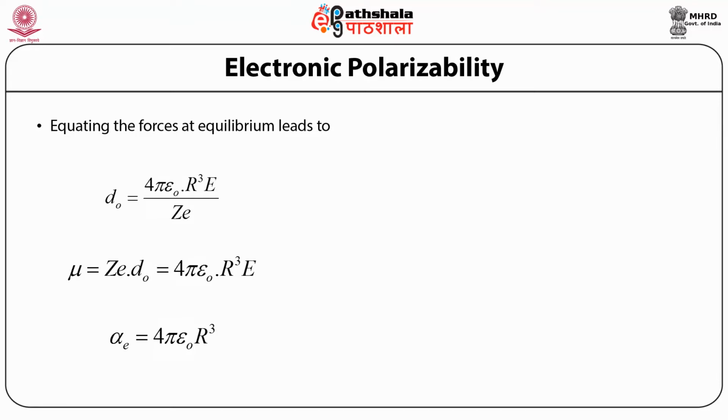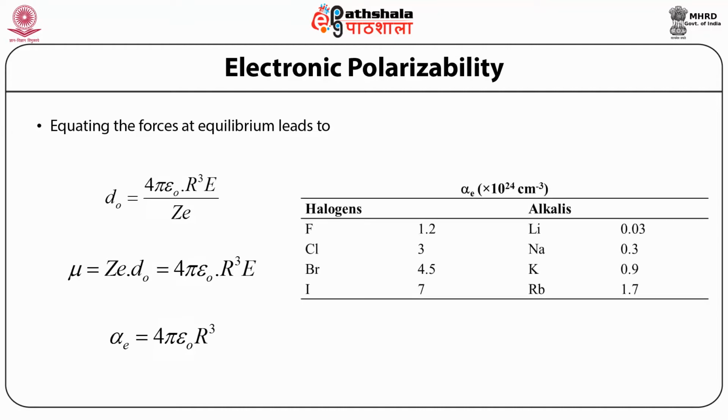So the equations which we have discussed show that the larger the atom is, the larger is the polarization. Moreover, anions are more polarizable than cations, as electrons in an anion, in the outer shells, are more loosely bound. So students, you can see the values of atomic polarizability of some atoms shown in this table.